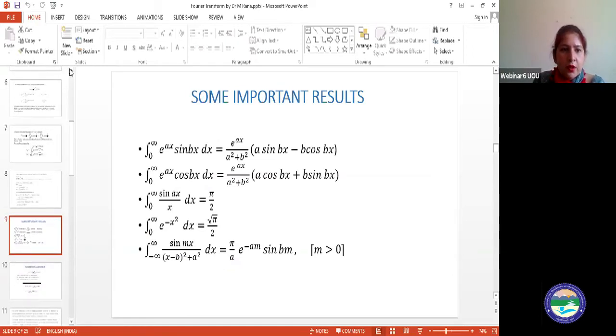You have to write the Fourier series, and then you move towards calculating the different coefficients a0, an, and bn, and then you will find out the Fourier series. Here I have mentioned some important integration results that will help you to further integrate different functions. So you have to remember these functions.